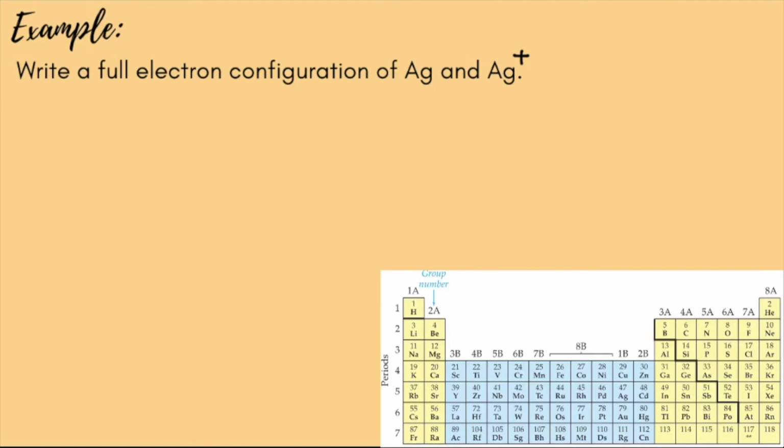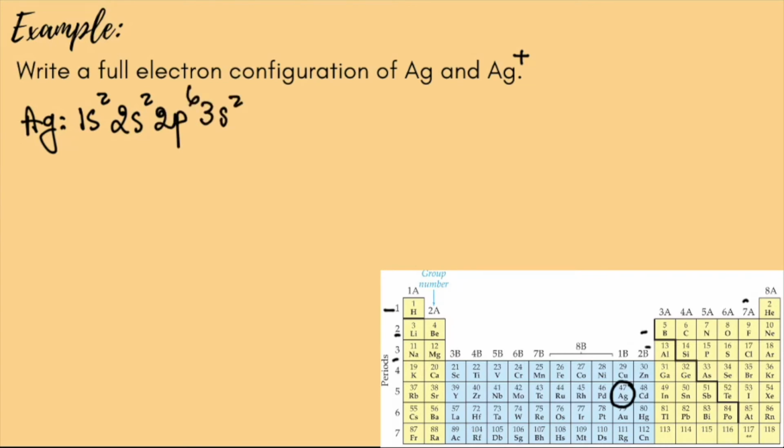If you look at the periodic table, like I said, you can use the order of filling or the periodic table. On the periodic table, silver is right here. That means the electron configuration of silver is going to start from 1s2, and then we've got 2s2, 2p6, 3s2. After 3s2, there's 3p6. After 3p6, we have 4s2. And then after 4s2, we have the d block.